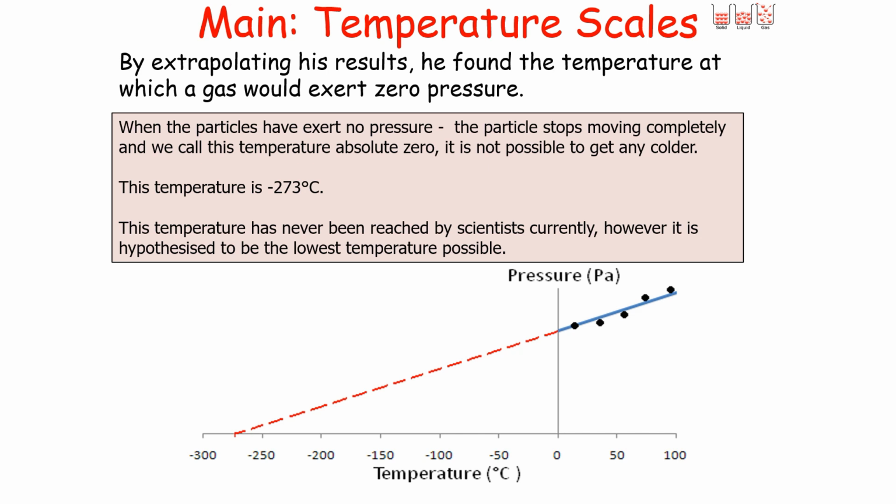Now, on the Celsius scale, this temperature is minus 273 degrees Celsius. This temperature has never actually been reached by scientists currently. However, it's hypothesized to be the lowest temperature possible in our universe.